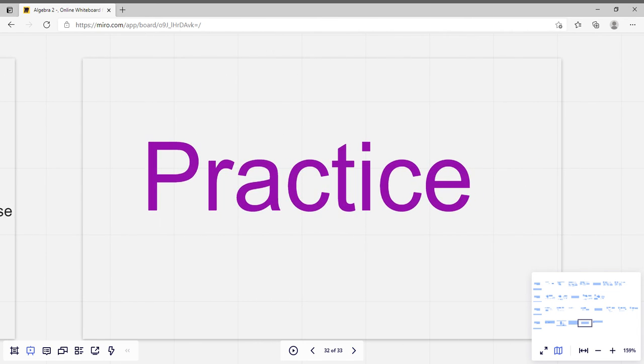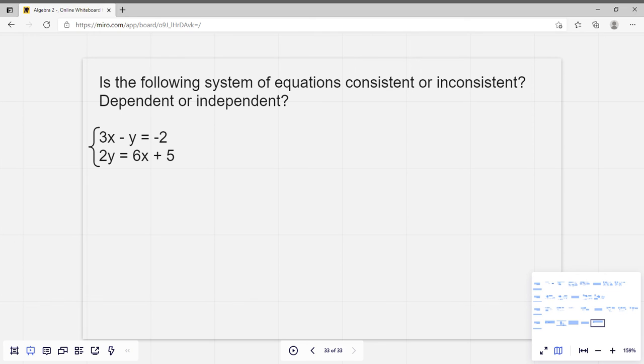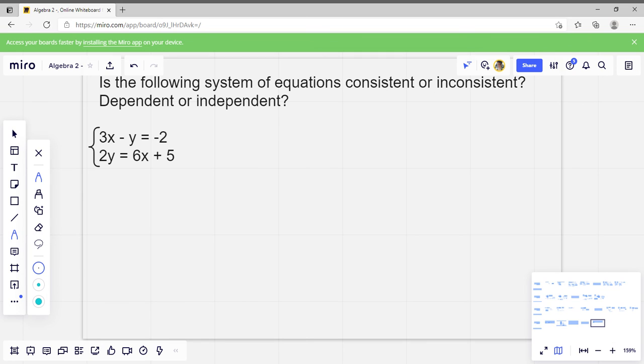All right, there's only one practice problem. Go ahead and see if you can work that, and then come back and press play. All right, is the following system of equations consistent or inconsistent, dependent or independent? For this, we could see if we could solve these. If we've got 3x minus y equals -2, we could say minus 3x. We could say negative y equals -3x minus 2, and then we could change all these to positive. So we've got y equals 3x plus 2.